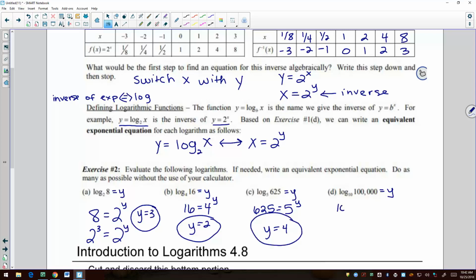And the last one is 100,000. The base is 10 to some number y. It turns out to be 5. 10 times 10 times 10 times 10 times 10 is 100,000. And that is it for lesson 4.8.